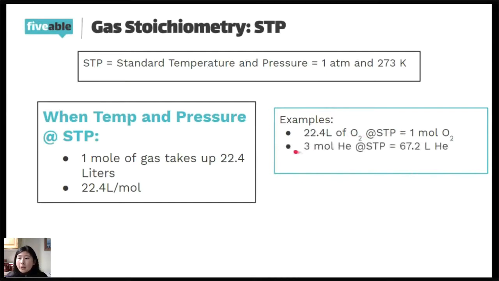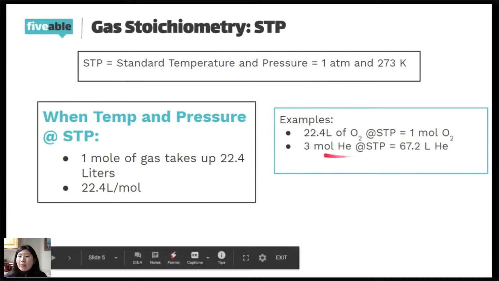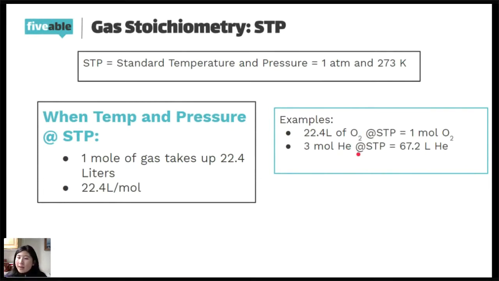Here is another example. Let's say we have 3 moles of helium gas, and we know that it is at standard temperature and pressure, so it's at 1 atmosphere of pressure and 273 kelvins. Then we know that this equals 67.2 liters of helium. So we know that this much helium takes up this much volume, or this much space.